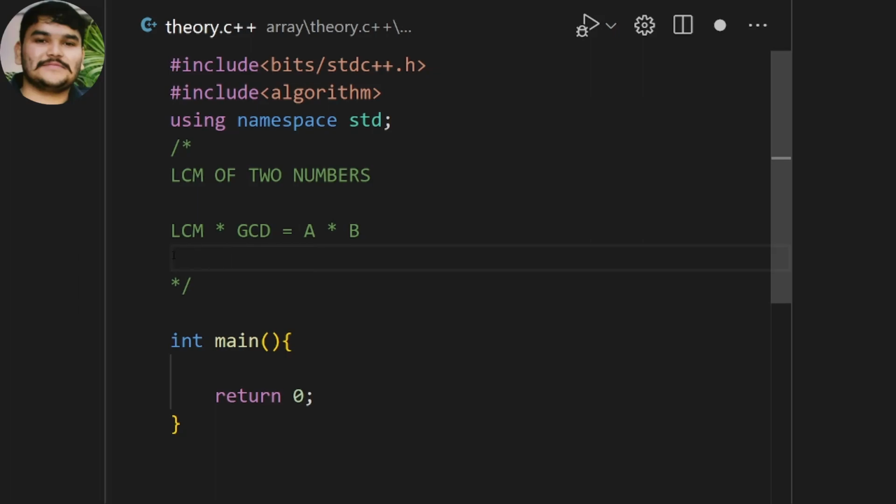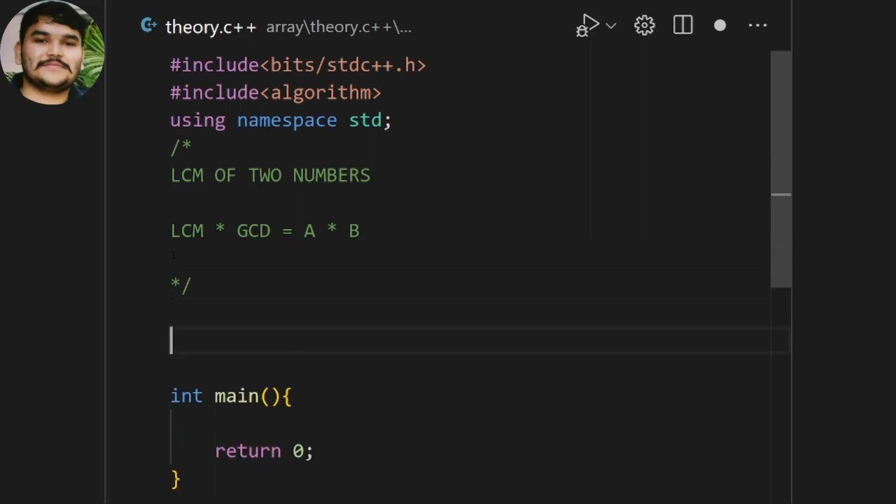So this is all basic stuff. Our strategy to find the LCM is that we first find the GCD, and automatically, if we have two numbers and we are able to find the GCD, we can surely find the LCM. That's it. So let's code it.